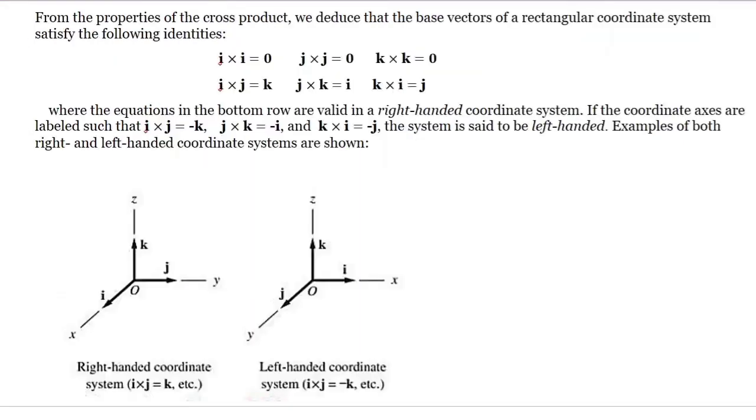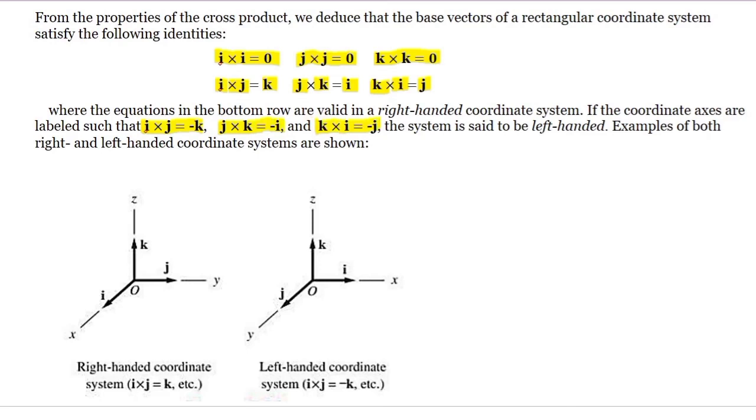From the properties of the cross product, we deduce that the base vectors of the rectangular coordinate system satisfy the following identities. The cross product of I and I is equal to 0, J and J is equal to 0, and K cross K is equal to 0. But the cross product of I and J is equal to K, J and K is equal to I, the K cross I is equal to J. Where the equations in the bottom row are valid in the right-handed coordinate system. If the coordinate axes are labeled such that I times J is equal to negative K, J times K is equal to negative I, and K times I is equal to negative J, the system is said to be left-handed.